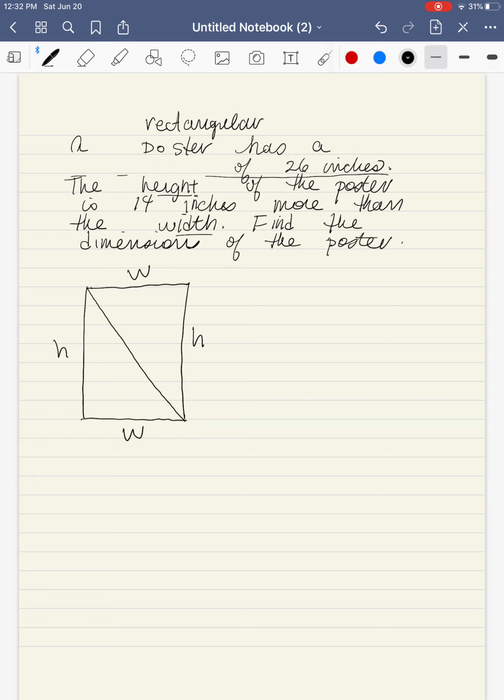Okay, I totally used the wrong word here. Should not be diameter, that's of a circle. I beg your pardon. This should be a diagonal. I used the wrong word. I'm sorry if I led you astray there. So the diagonal is going across corner to corner here. And I'm told that that is 26 inches. And what I'm trying to find are the dimensions of the poster, the height and the width.